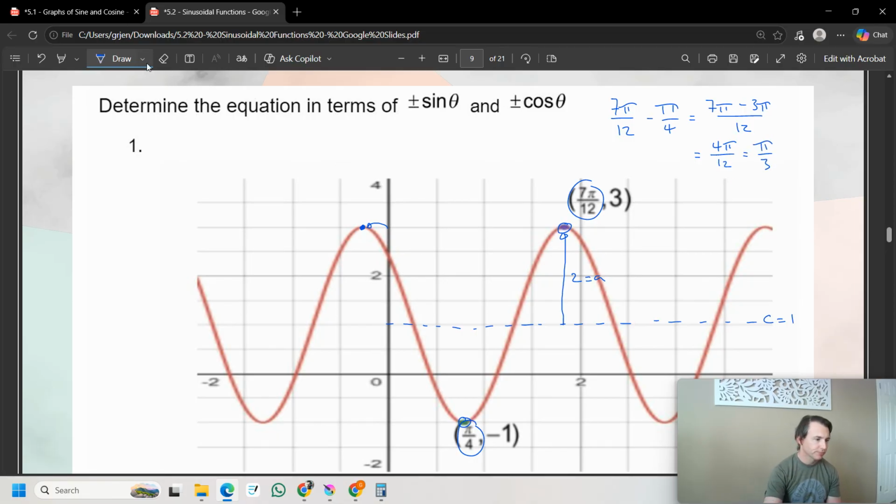So this range here, from there to there, is precisely pi by 3. And that's half the period, because the other half is over there.